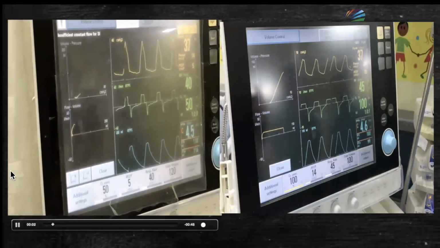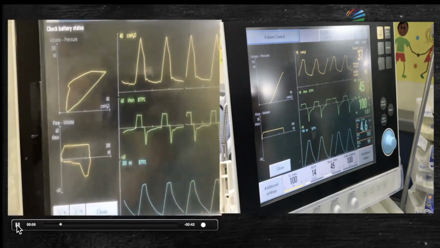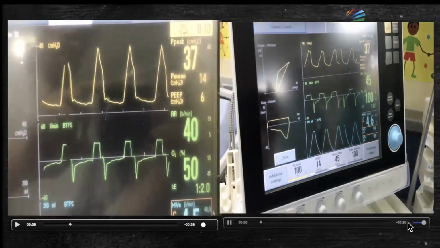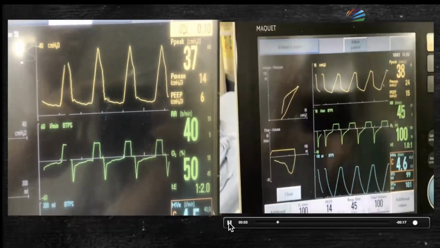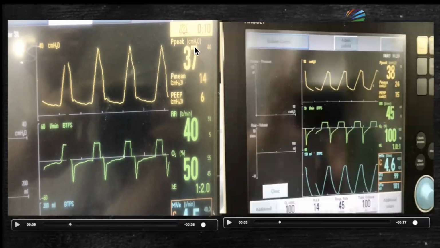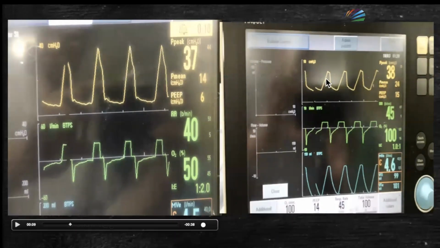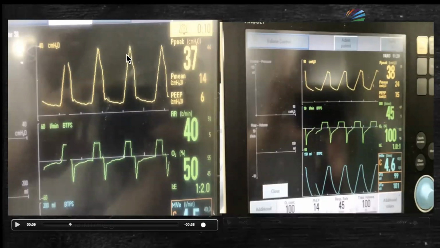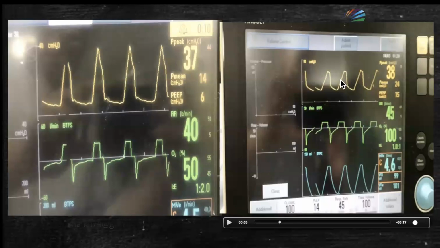So in this particular graph, I will pause this video here, and now we can see both the places. Here 37 is the peak pressure, and here also we have a 38 peak pressure, which is very high. But here we can see the PIP and P plateau gap is high, and here the gap between PIP and P plateau is not very high. So this means these high pressures are mainly because of increased airway resistance, and here the high pressures are mainly because of poor compliance.